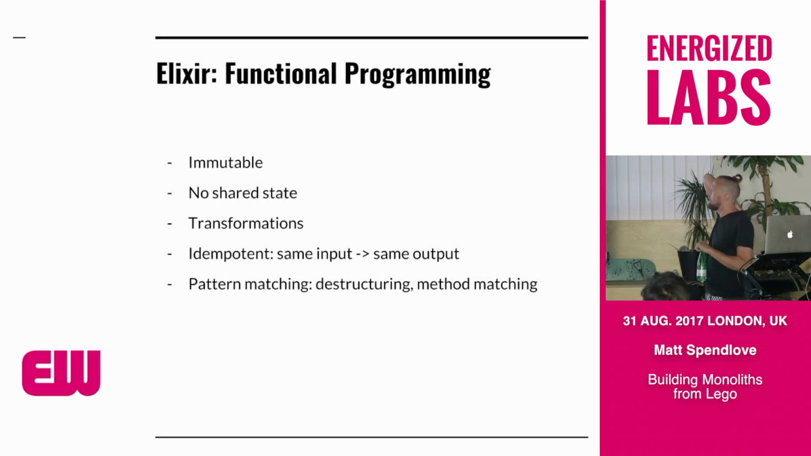So there's a few factors that help us to achieve these goals, I guess. The fact that Elixir is functional has certain properties that mean that concurrency becomes a lot easier, right? So it's immutable. There's no shared state. I'll come back to that. It operates through transformations, so everything is data in, data out, similar to Unix pipes, I guess. It's idempotent, so same input, same output, always. It never changes, nothing will change underneath you. Pattern matching and destructuring, that's just an idiom of the language, but it makes it very nice to work with. It also makes testing a lot easier as well.